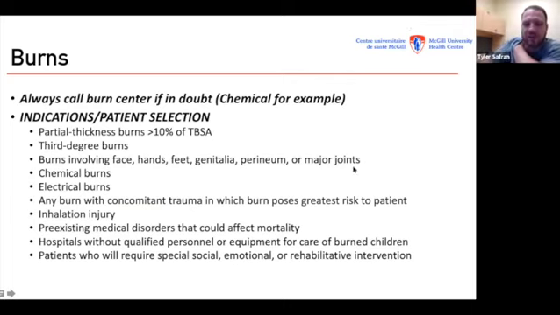Oh no, but I want to get into some of the cases I think are really good examples of when some of this stuff is important. Sure, but this is when you have burns, so yeah.